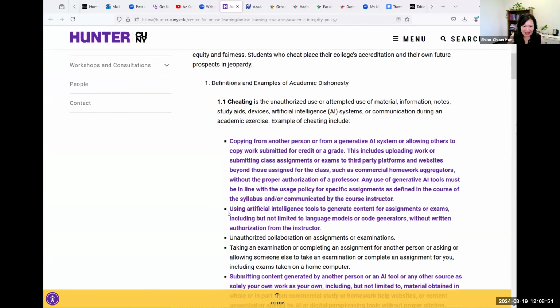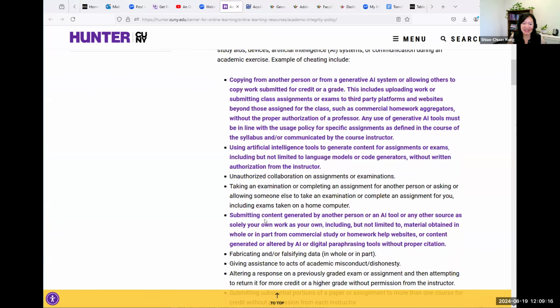And then in the next area, it says using artificial intelligence tools to generate content for assignments or exams without the written consent or authorization from the instructor. Here again, it's allowing the instructor to tell the students what is allowed and what is not allowed in a classroom. Okay, so it's letting the professors decide and tell the students. And then the last piece here is submitting content without proper citation is also considered a type of cheating.